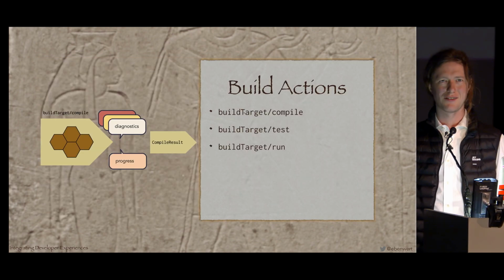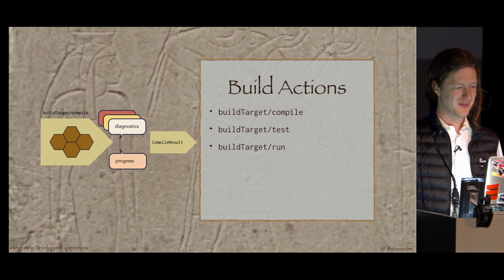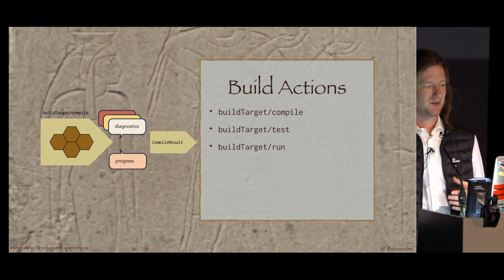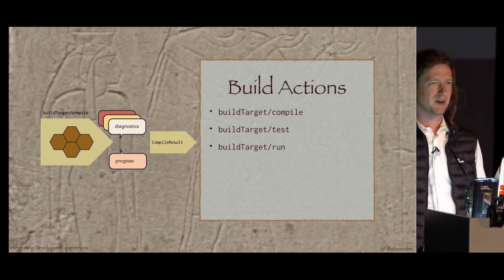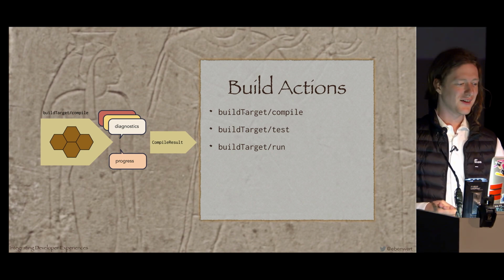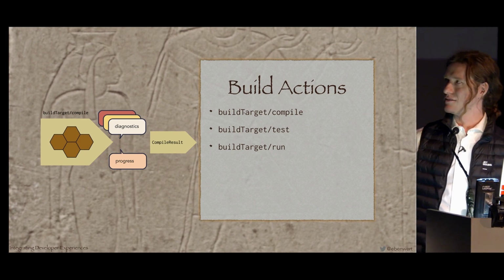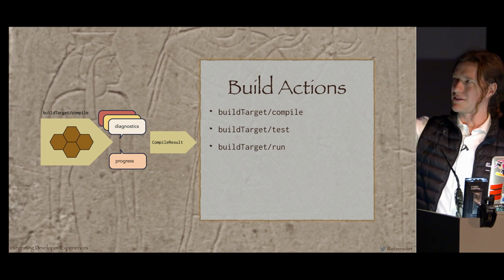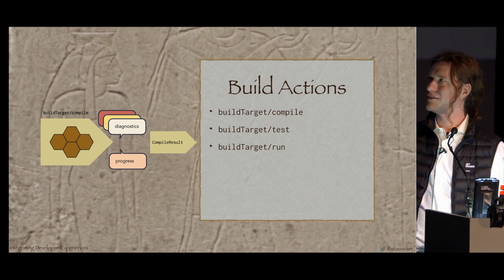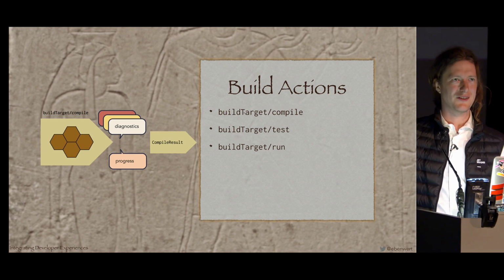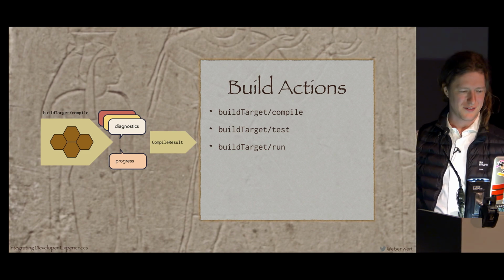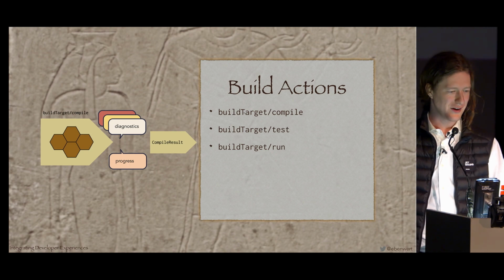Now you want to do a few actions. You want to interact with your build. For that, we have a bunch of requests, namely compile, test, run. A server might not have to implement all of them, but usually it's a good idea to at least implement compile. And so between requesting a compile and a response, the compile result, there might be a bunch of notifications from the server to the client. That's the diagnostics and progress notifications. I'll show you how that looks in a minute.